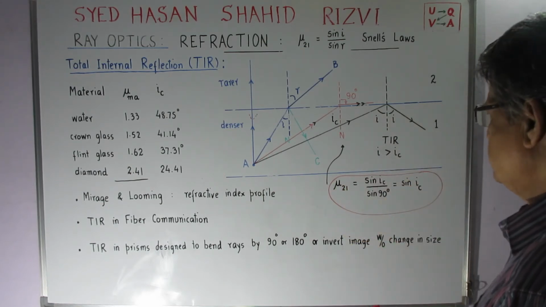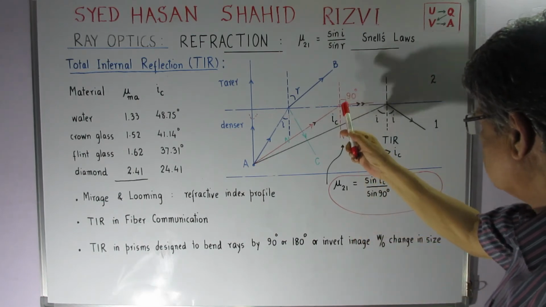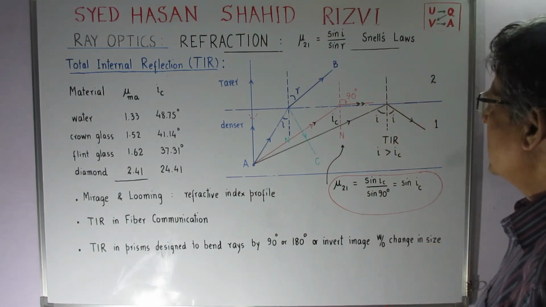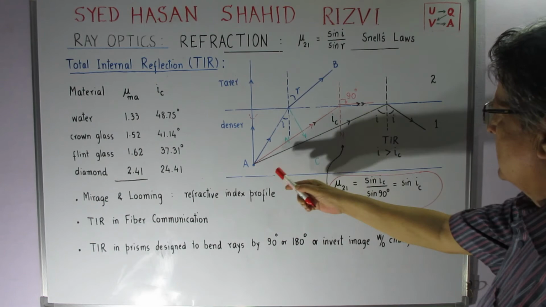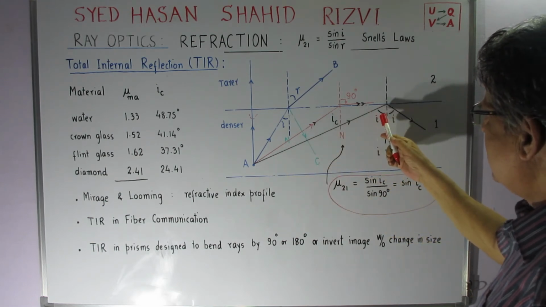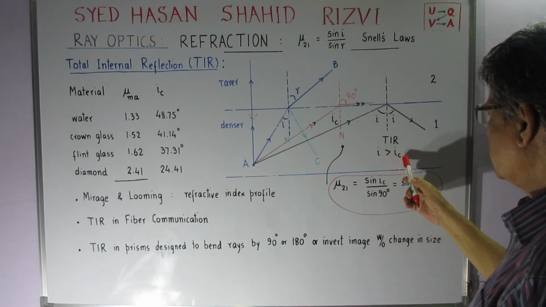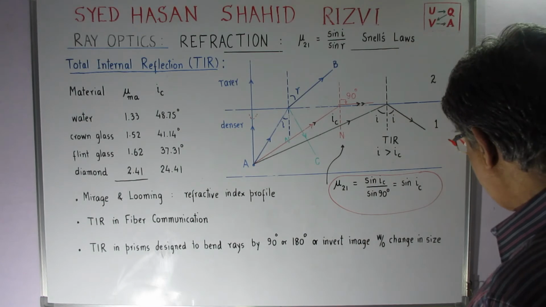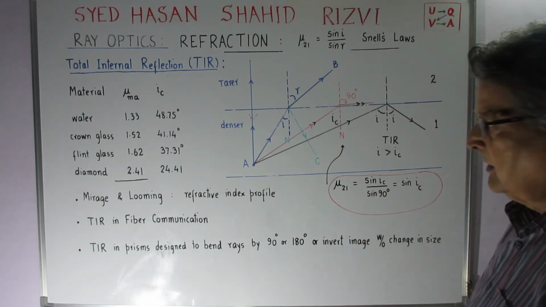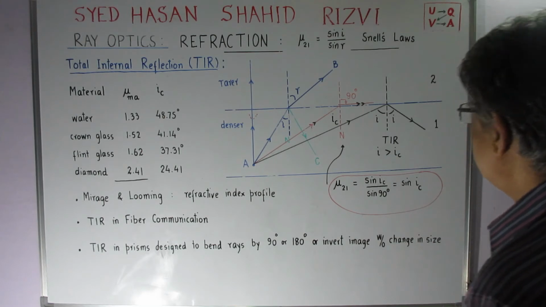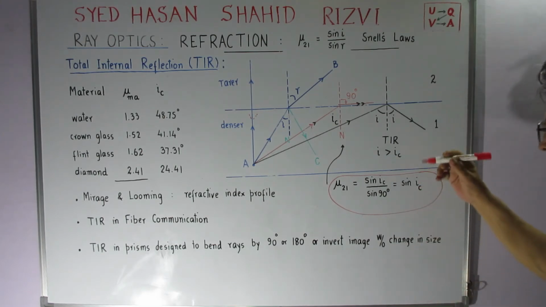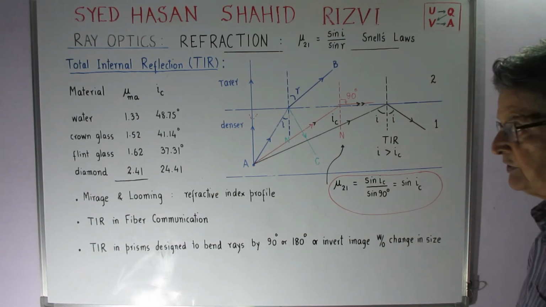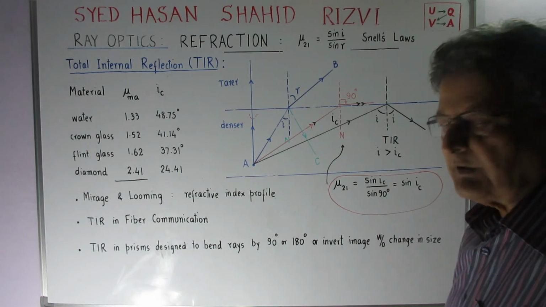Now beyond that, if we shift it a little further, I have shown it in an exaggerated position, and when the angle of incidence is greater than iC, then the ray is reflected back into the medium. You can see that this is a reflection inside the denser medium. So this is called total internal reflection.